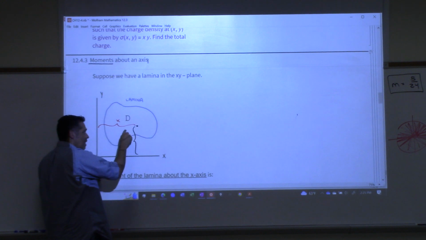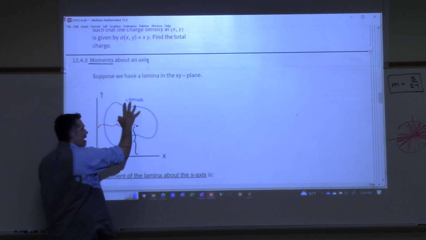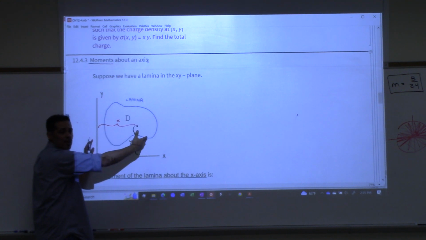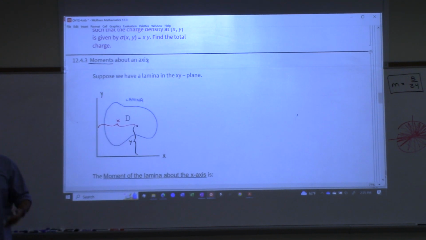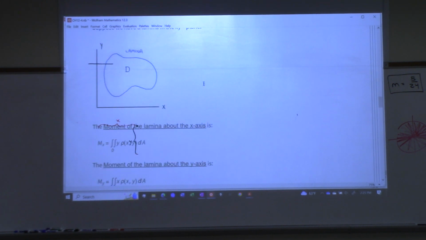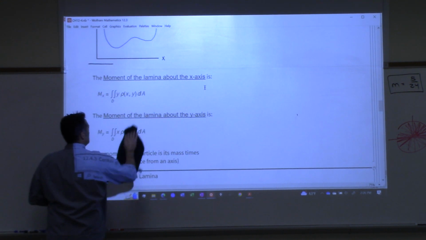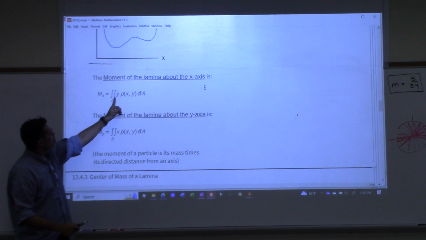All the moments at every point. Let's add up all the moments about the x-axis. Or at every point, let's add up all the moments about the y-axis. Then we get what's called the moment of the lamina about the x-axis, or the moment of the lamina about the y-axis. And you can see in the definition, it's almost the exact same double integral we just did.